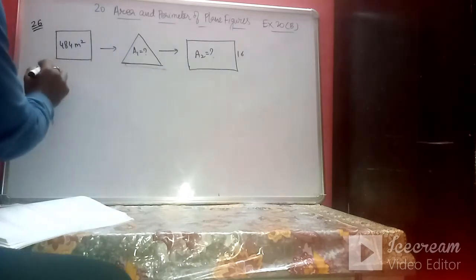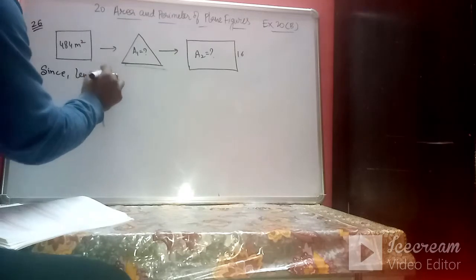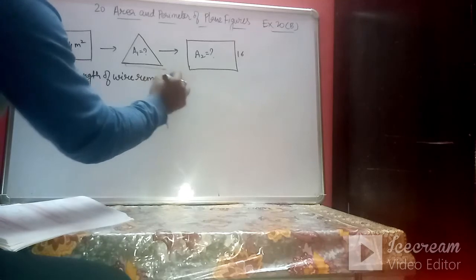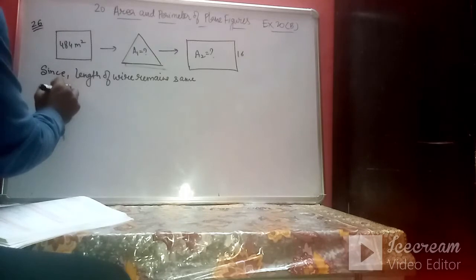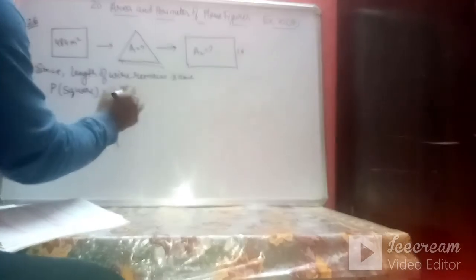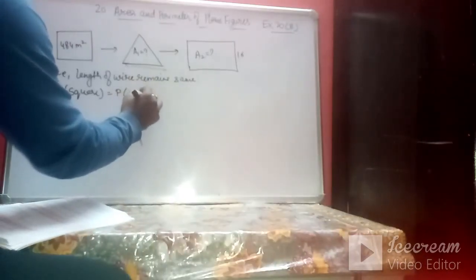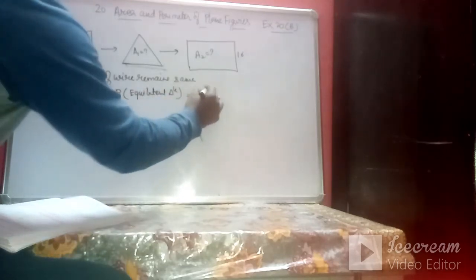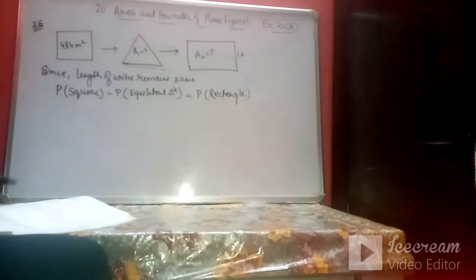Okay, so we can say that since the length of wire remains the same, the perimeter of the square will be equal to the perimeter of the triangle, which will be equal to the perimeter of the rectangle. All these three perimeters will remain the same.